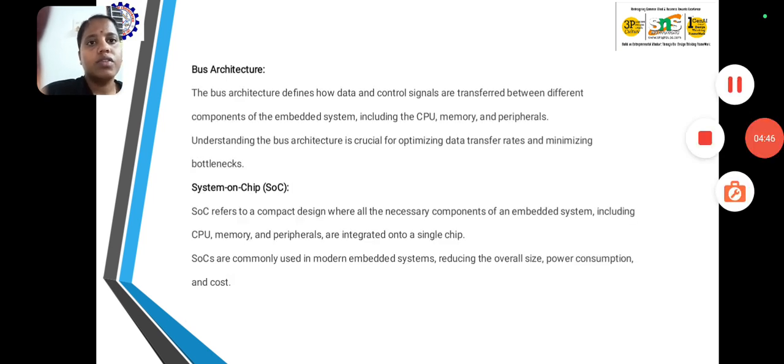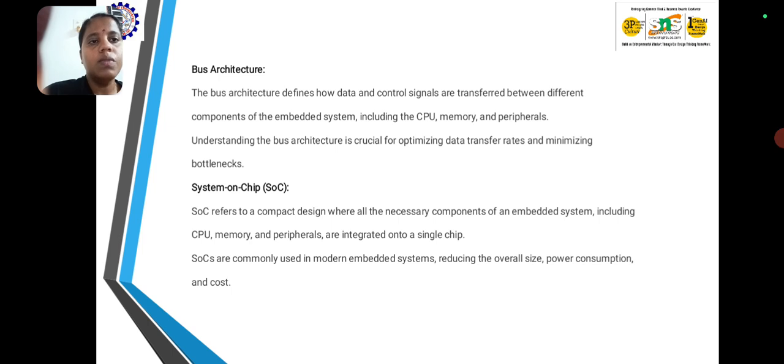Next one is bus architecture. The bus architecture defines how the data and control signals are transferred between different components of the embedded system, including the CPU, memory, and the peripherals. Understanding the bus architecture is crucial for optimizing the data transfer rate and minimizing the bottleneck.